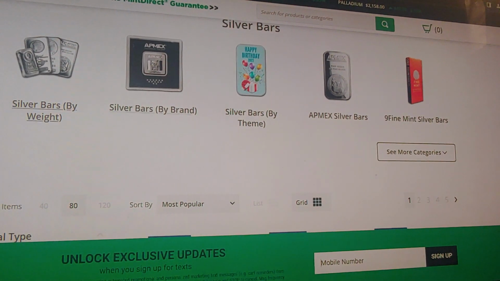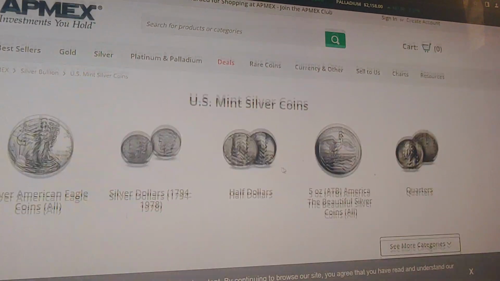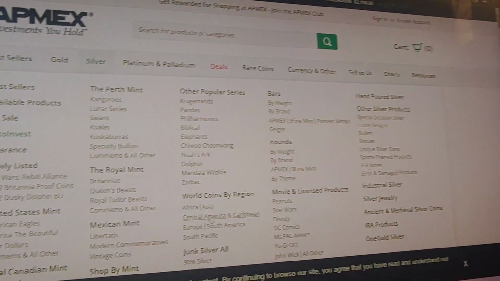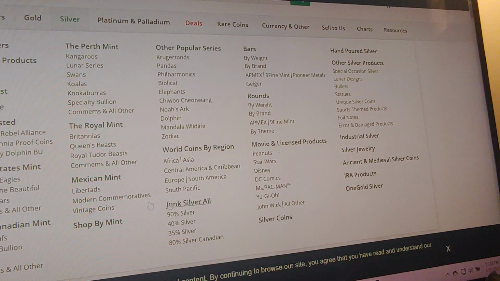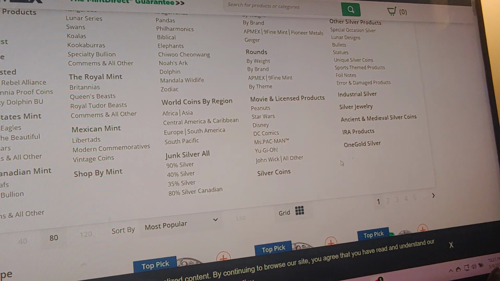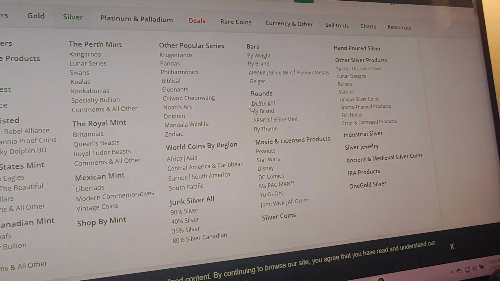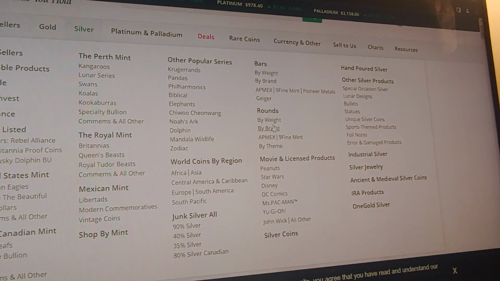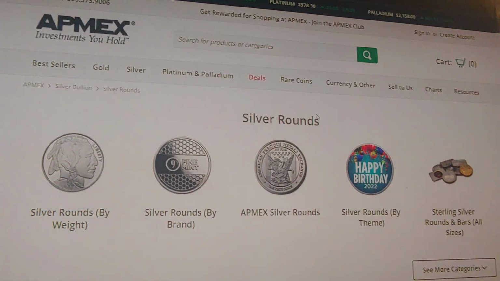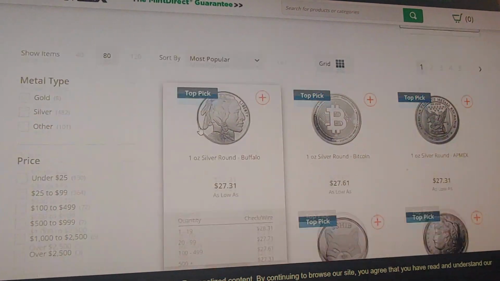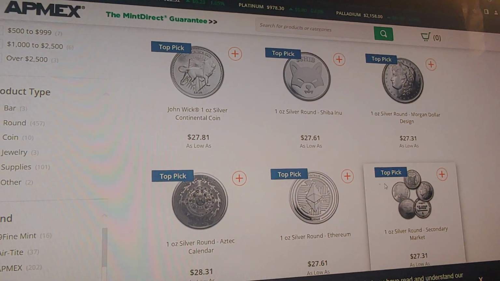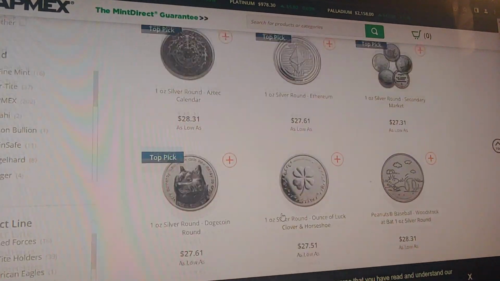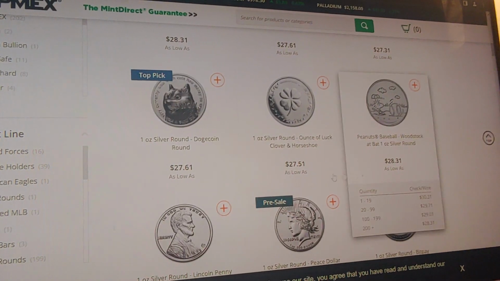Okay, let's not even go by bars. Let's go by just regular old generic coins. Or you can even go junk, but here we go. Rounds. They call it rounds because it's not even a coin. Okay, so $28 was the lowest there, but the most generic round you're gonna find is about $27.